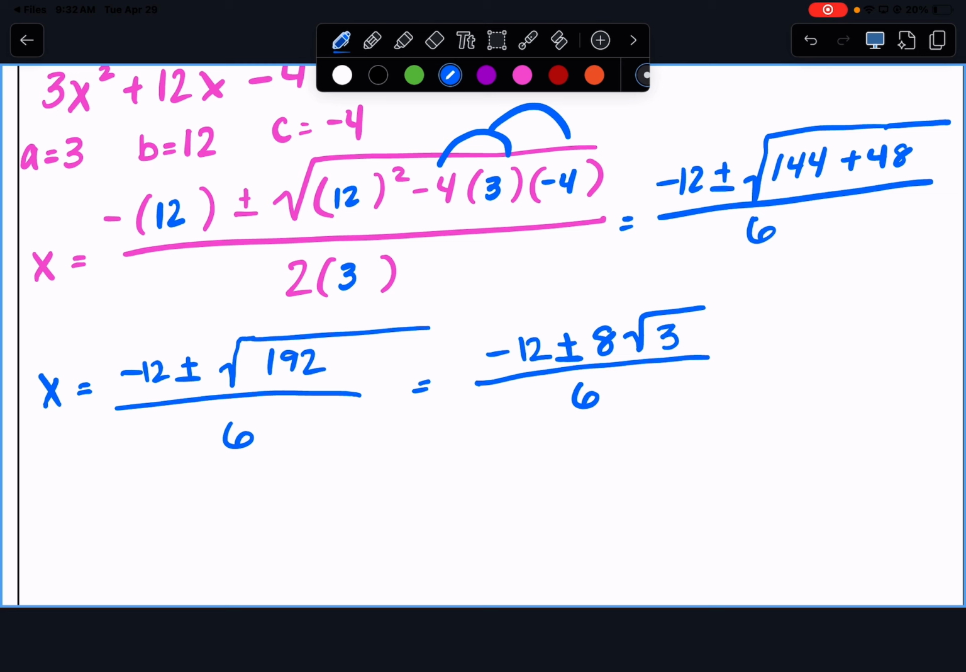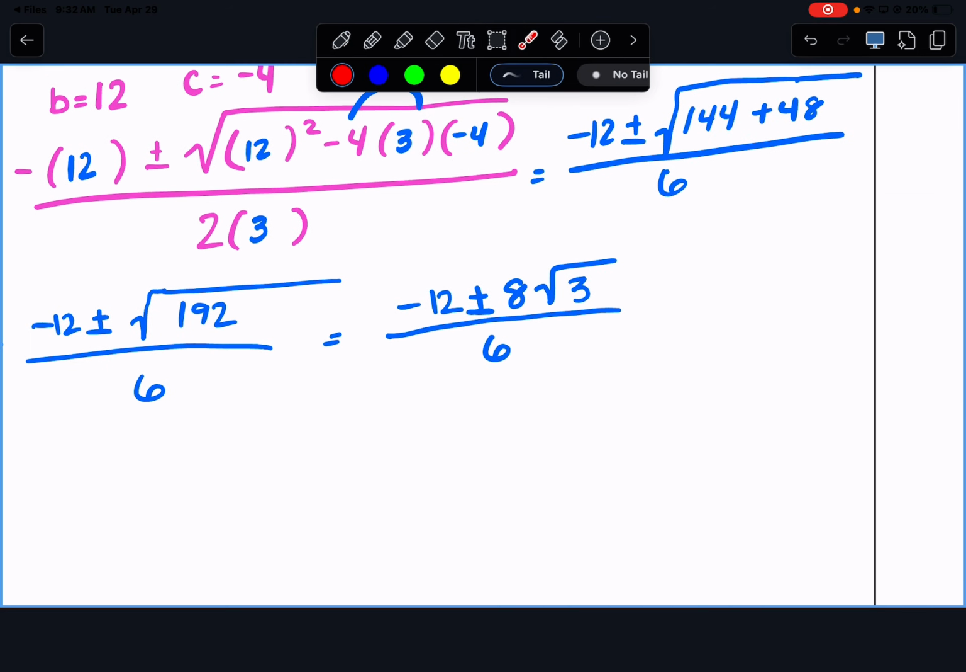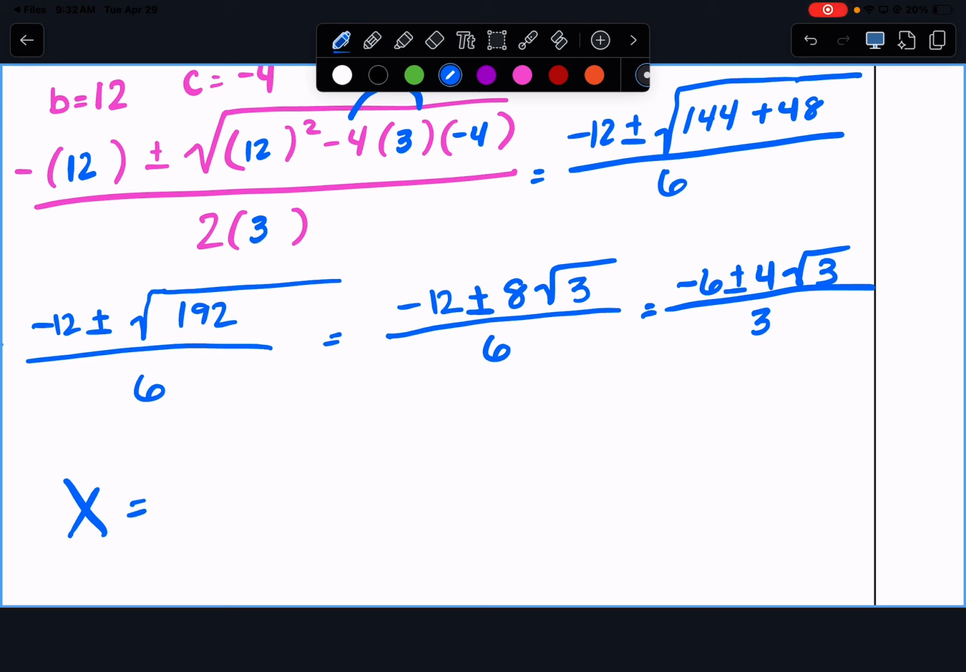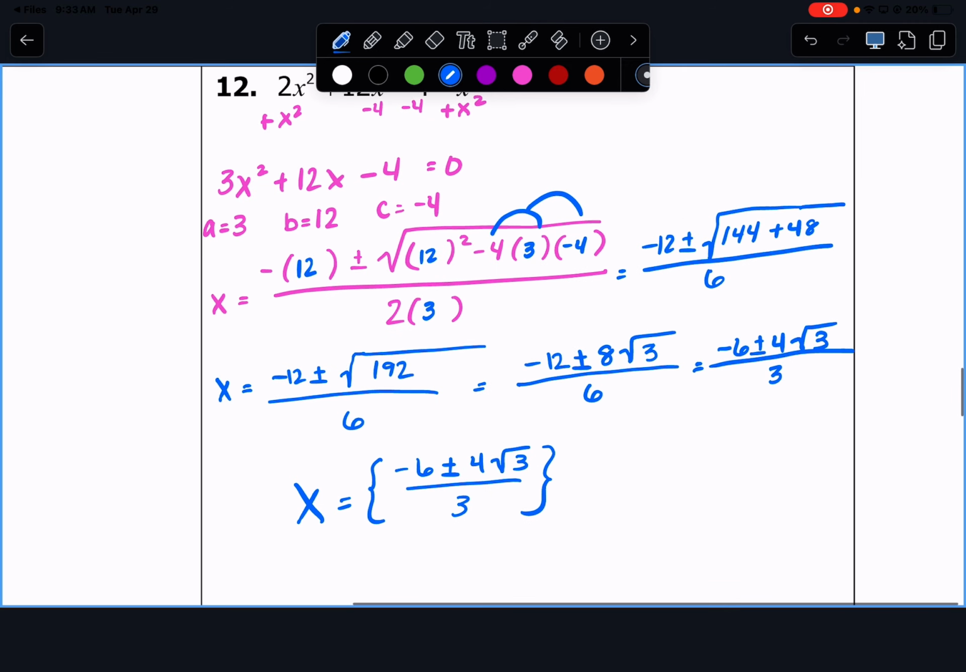Now, we have to simplify the fractions when possible. So is there something that is in common with 12, 8, and 6? They're all divisible by 2. So what is negative 12 divided by 2? Negative 6. Plus or minus, what is 8 divided by 2? 4. Square root of 3 divided by, what is 6 divided by 2? 3. So our answer is x is equal to negative 6 plus or minus 4 root 3 divided by 3.